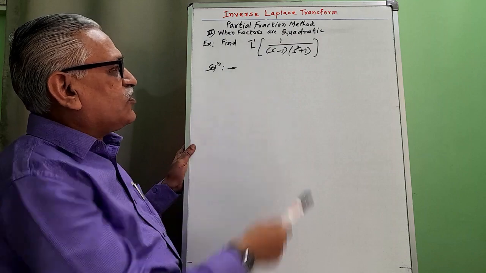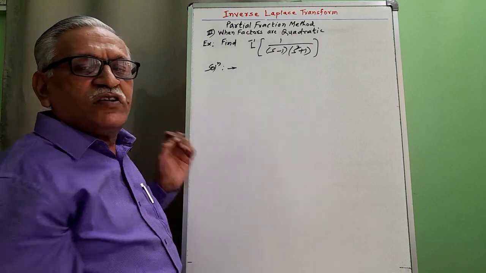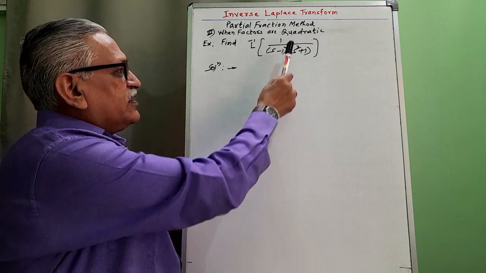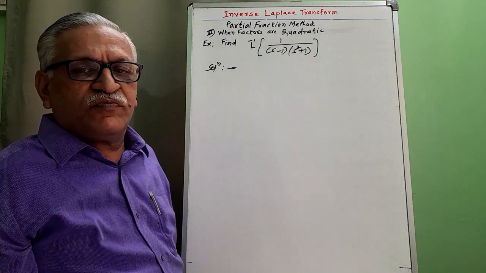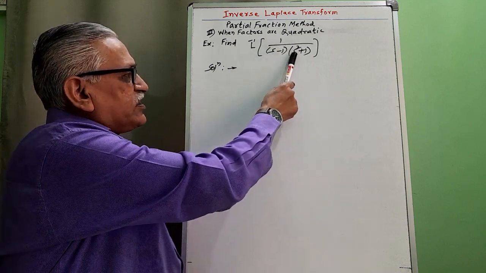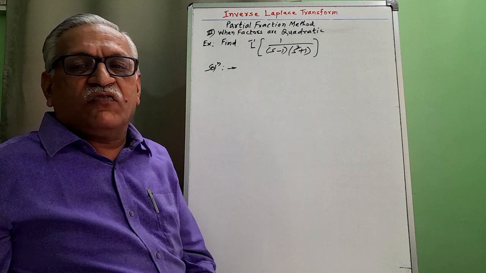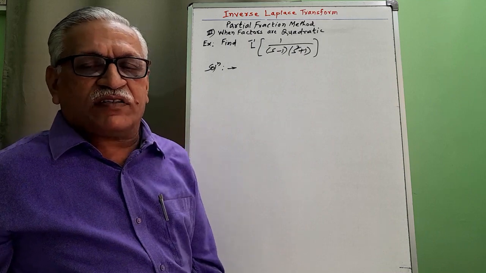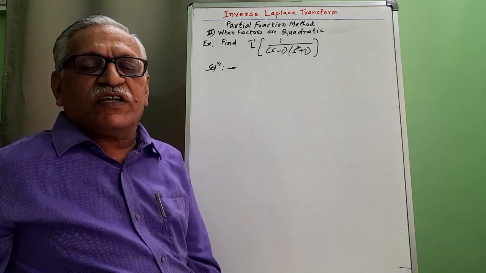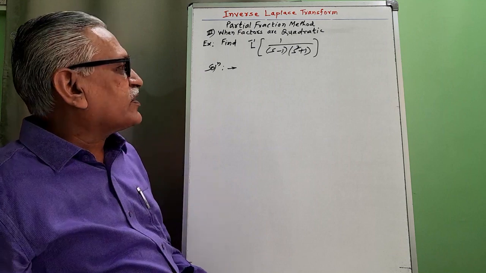Example: find the inverse of 1 upon (s minus 1) into (s square plus 1). Here the degree of the numerator term is 0 and the degree of the denominator term is 2 plus 1, that is 3. 1 is less than 3, which means it is a proper fraction. And as it is a proper fraction, we can apply the partial fraction technique.